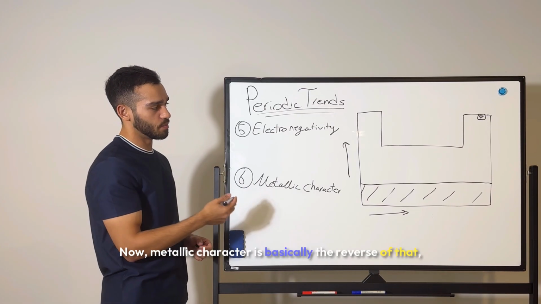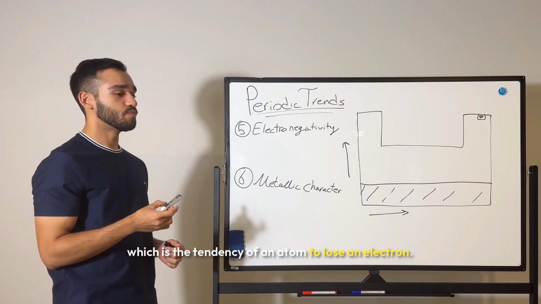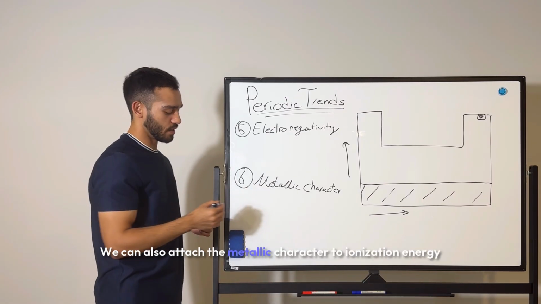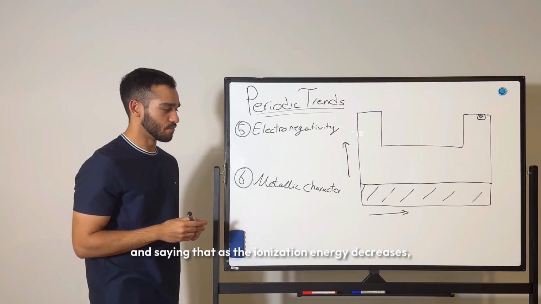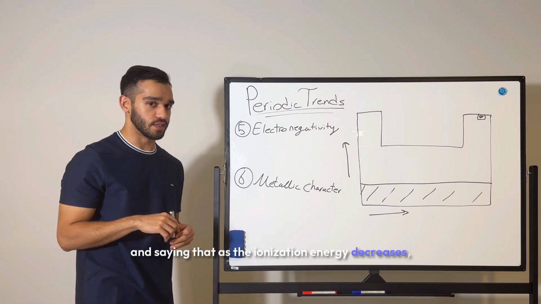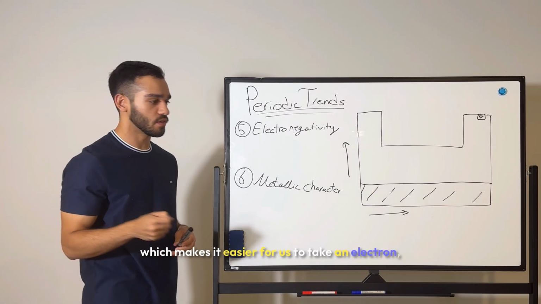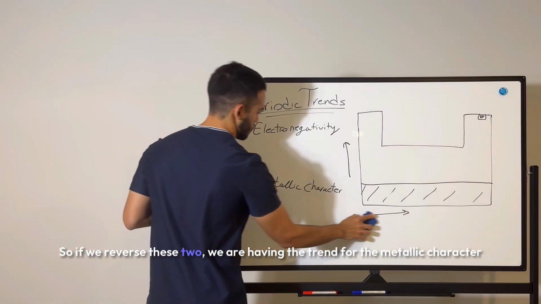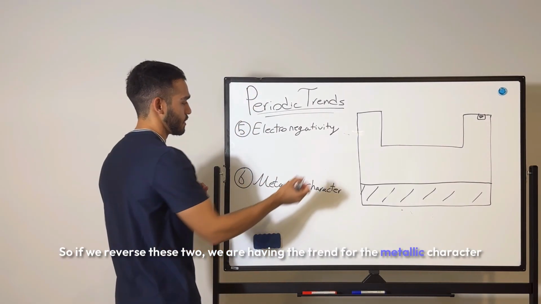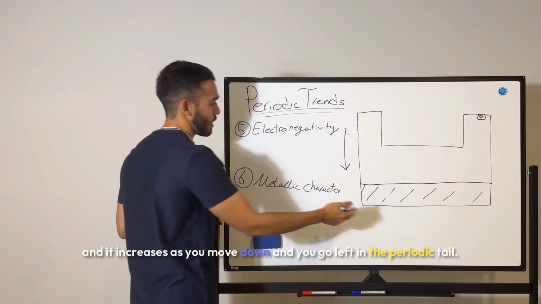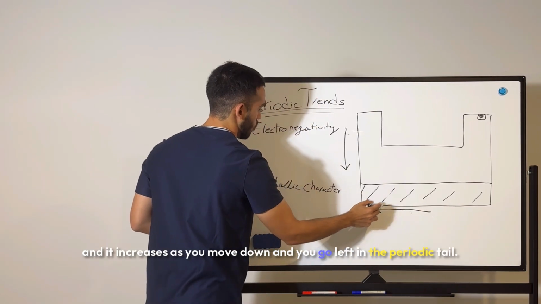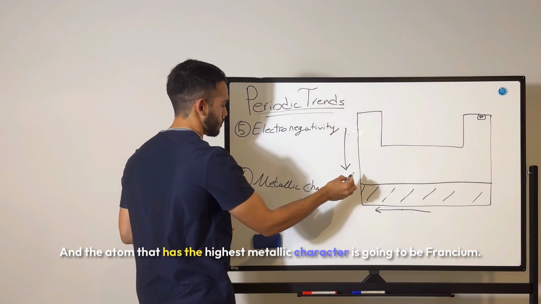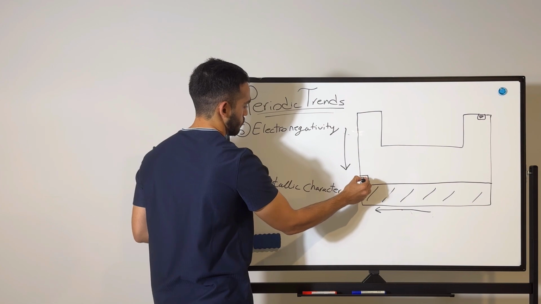Now, metallic character is basically the reverse of that, which is the tendency of an atom to lose an electron. We can also attach the metallic character to ionization energy, saying that as the ionization energy decreases, which makes it easier for us to take an electron, the metallic character is going to increase. So if we reverse these two, we have the trend for metallic character, and it increases as you move down and go left in the periodic table. And the atom that has the highest metallic character is going to be francium.